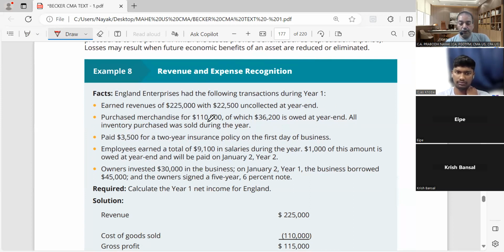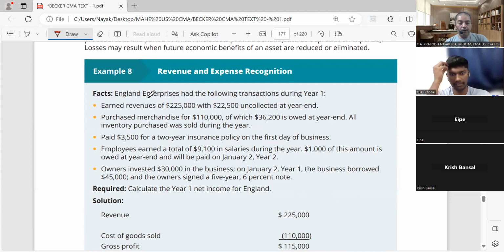All inventory purchased was sold during the year. Paid 3,500 for a 2-year insurance policy on the first day of business. Employees earned a total of 9,100 in salaries during the year. 1,000 of this amount is owed again at year end and will be paid on 2nd January, year 2. Owners invested $30,000 in the business on January 2nd, year 1. The business borrowed $45,000 and the owners signed a 5-year 6% note. Calculate the year 1 net income for England.